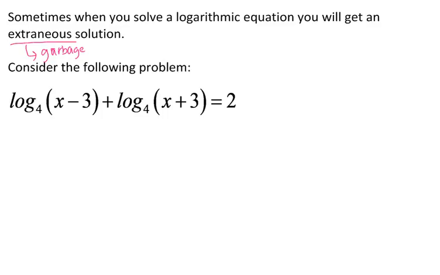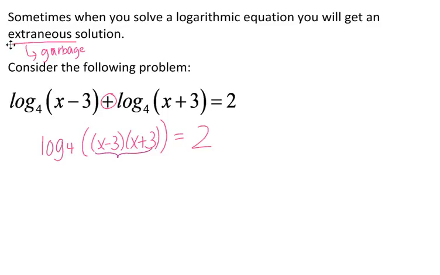So, for example, log base 4 of x minus 3 plus log base 4 of x plus 3 equals 2. Let's go ahead and solve this log equation. I need to condense to multiplication. We have log base 4 of x minus 3 times x plus 3 equals 2. Just to clean that up a little bit, we know that's really log base 4 of x squared minus 9. If you don't believe me, go ahead and FOIL that out.